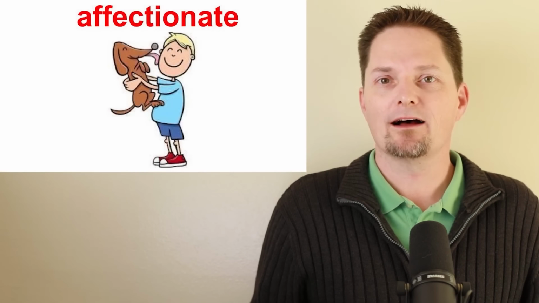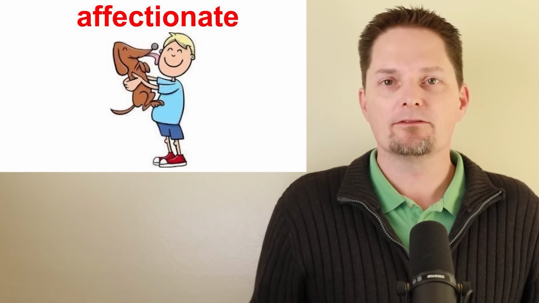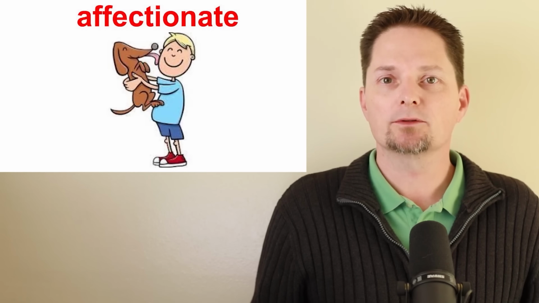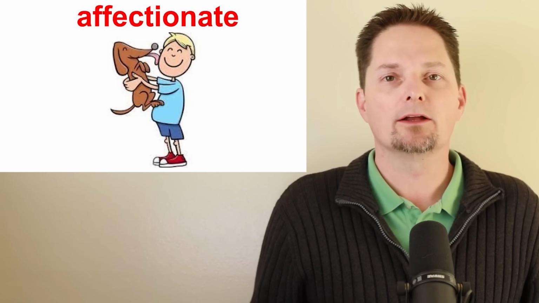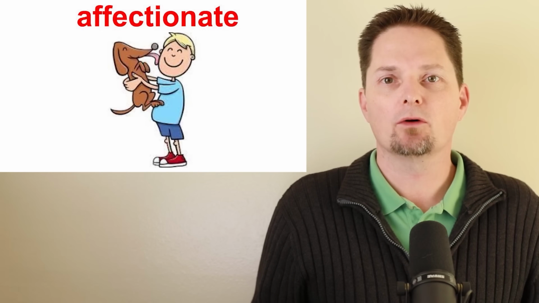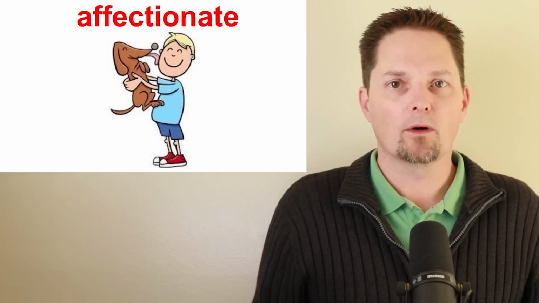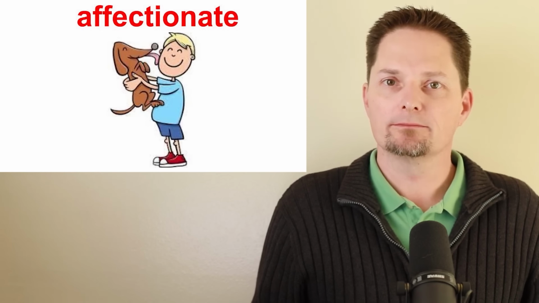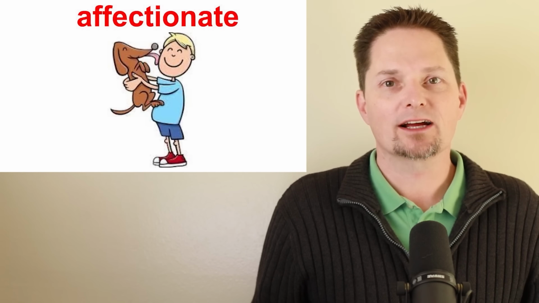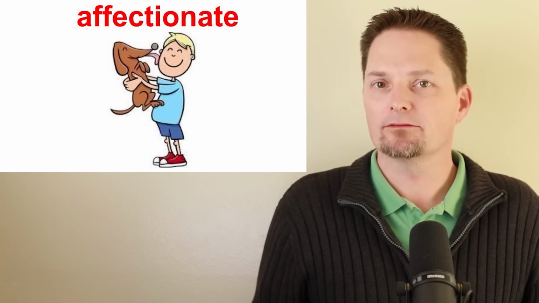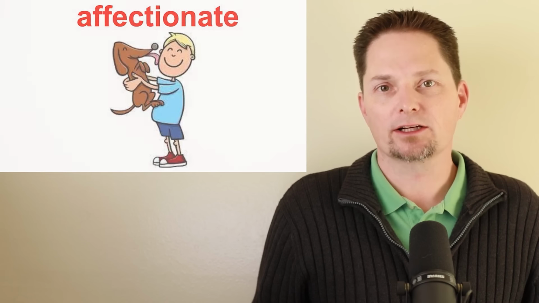Our next word is affectionate. Affectionate is a description. It describes a person or a dog that shows their emotion. They show their love. The dog is showing the boy that the dog loves him. So the dog is affectionate. He is showing his love. The dog is very affectionate.